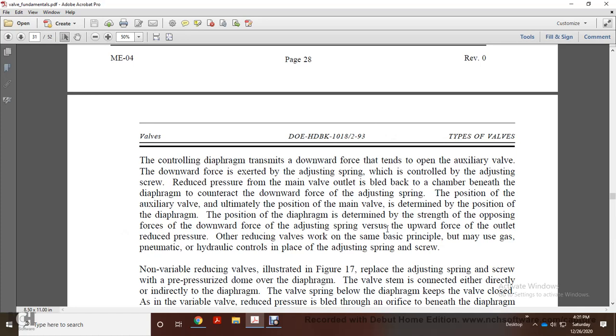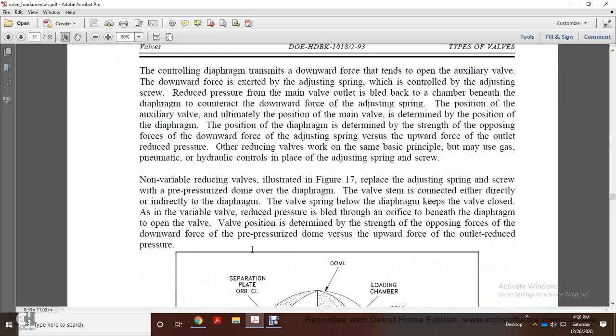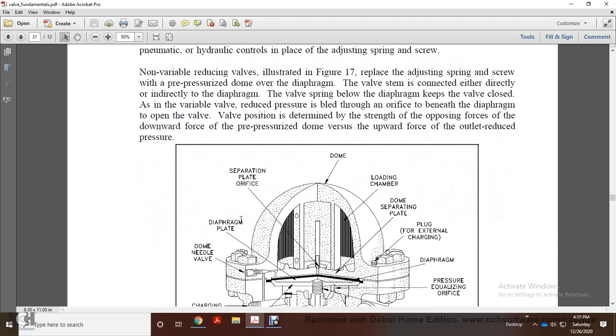Other reducing valves work on the same principle but use gas, pneumatic, or hydraulic controls in place of the adjusting spring and screw. In the non-variable reducing valve illustrated in Figure 17, the adjusting spring and screw are replaced with a pre-pressurized dome over the diaphragm of the valve stem, connected either directly or indirectly to the diaphragm of the valve stem below. With the dome keeping the valve closed, the variable reduces the pressure, which is bled off through the orifice beneath the diaphragm and opens the valve. The valve position is determined by the strength of the opposing force: the downward force of the pre-pressurized dome versus the upward force of the reduced outlet pressure.